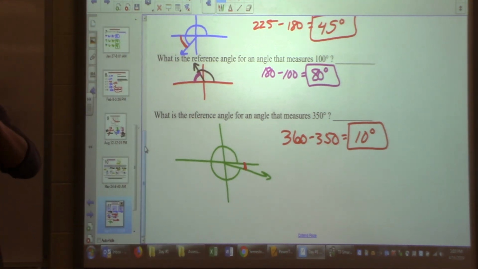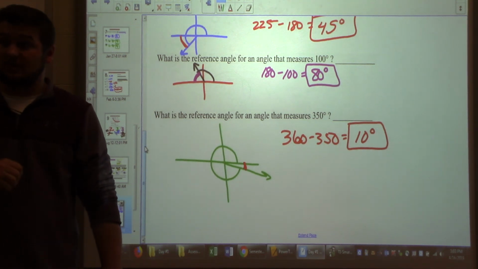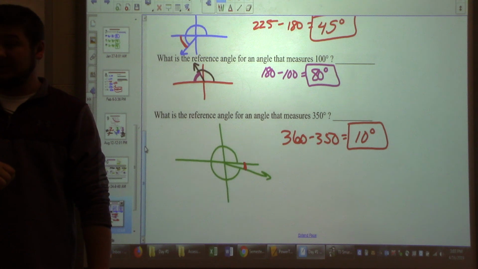Alright, so we did converting degrees to radians, radians to degrees. We did punching in our calculator. We did figuring out where terminal sides lie. And we did reference angles. Those 4 things we did all in one day. Any questions? Sweet.